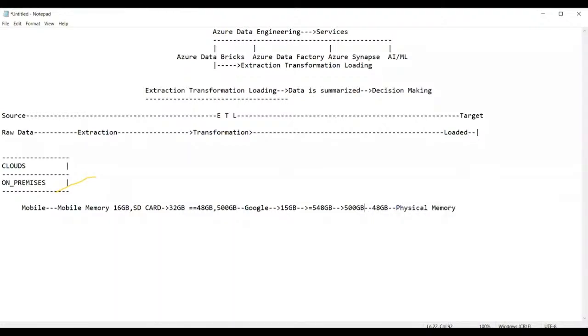Whereas the data which is stored on the Google Drive can be recollected. So we can call Google Drive a cloud. Am I right, guys? Google memory is called what? Cloud memory, cloud data memory.